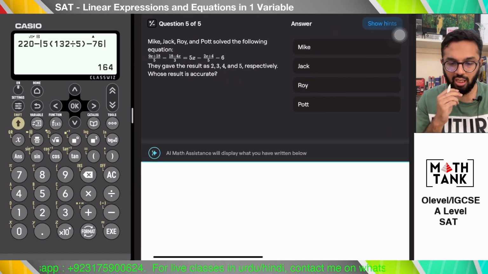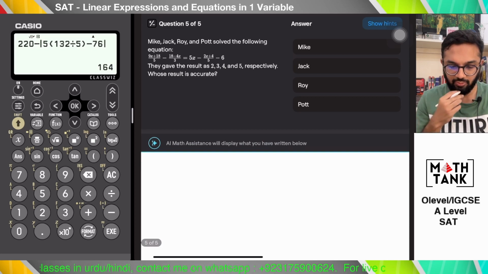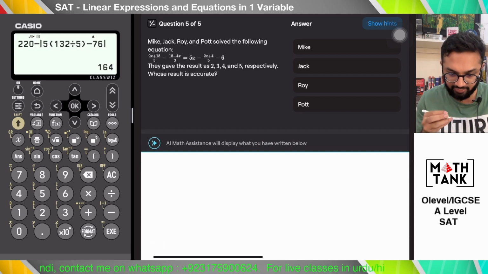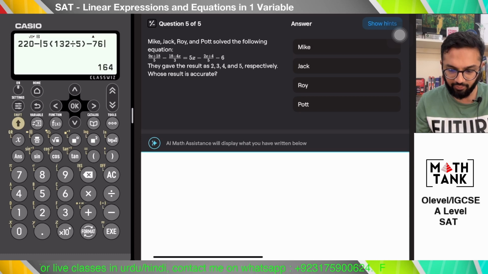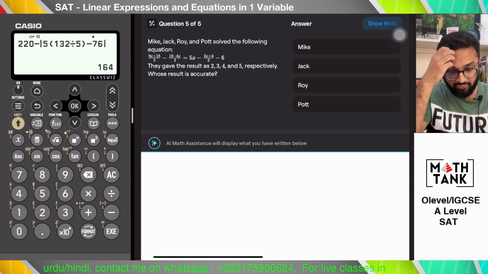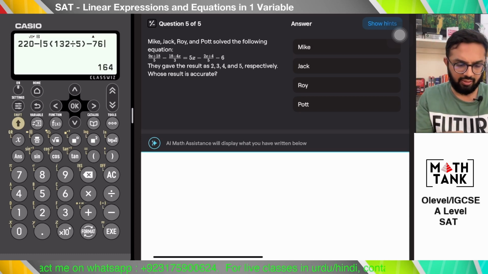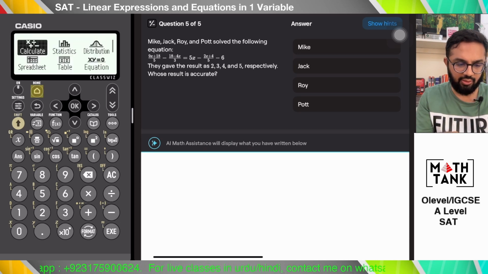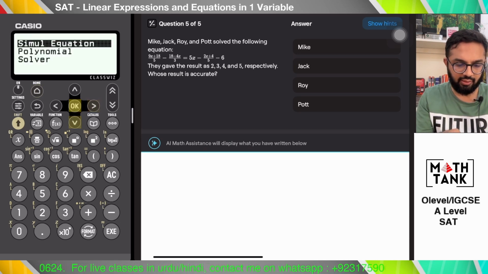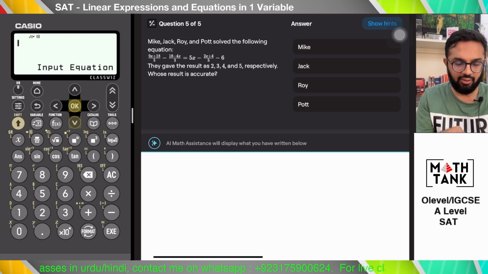It says Mike, Jack, Roy, and Pot solved the following equation: 9x plus 8 over 18 over 5 equals this. They gave the result as 2, 3, 4, and 5 respectively. Whose result is accurate? So it looks like a very complicated equation. I would go to my calculator and try to solve this directly. Spend time on the calculator rather than solving this manually.